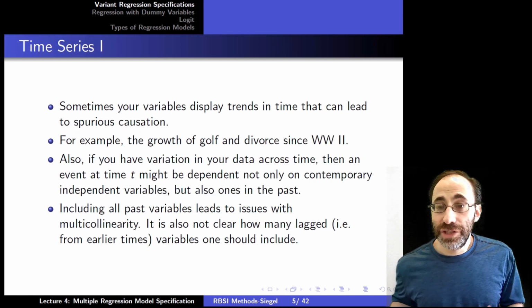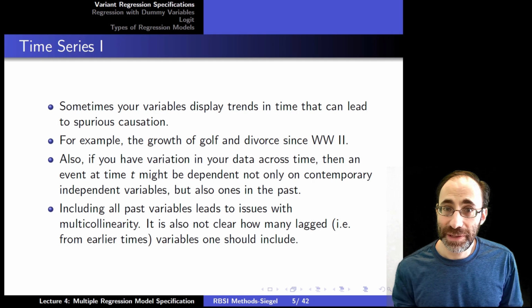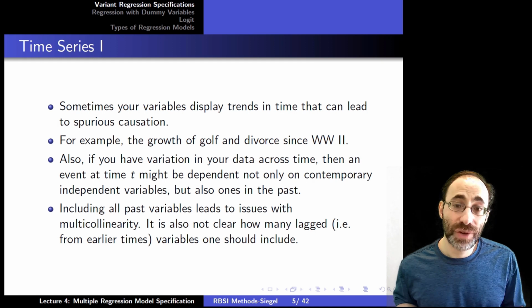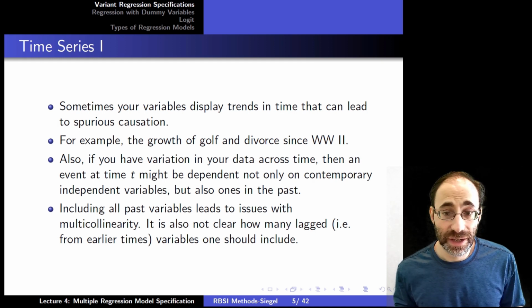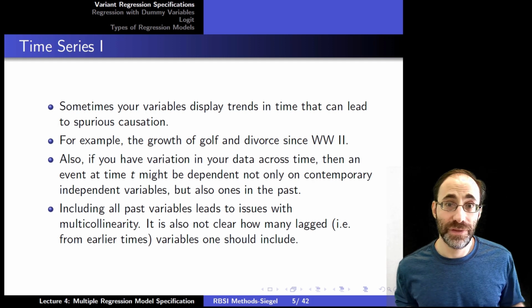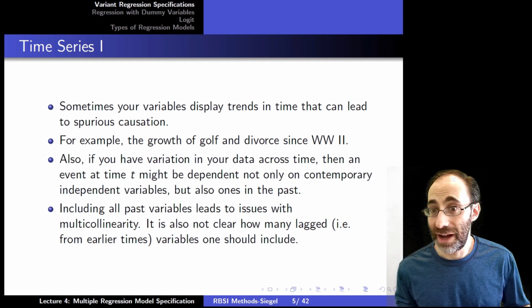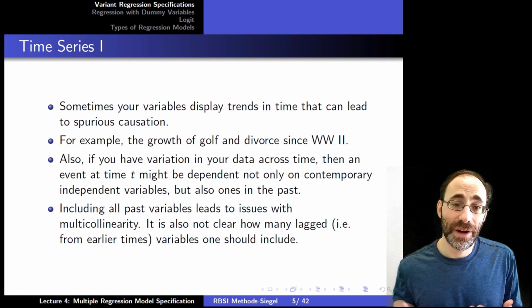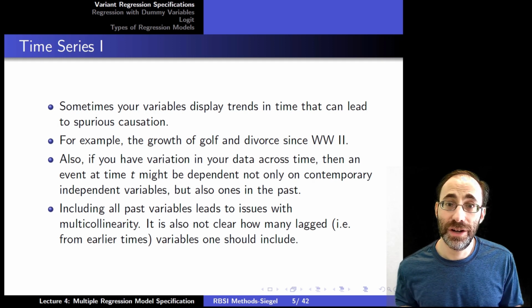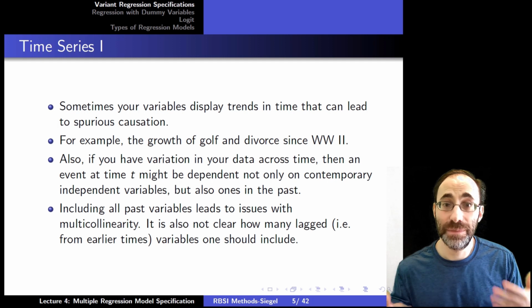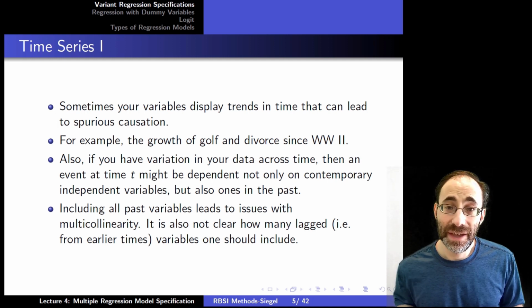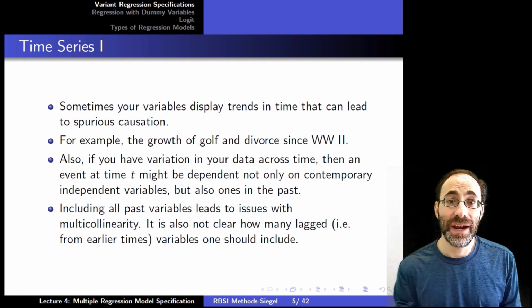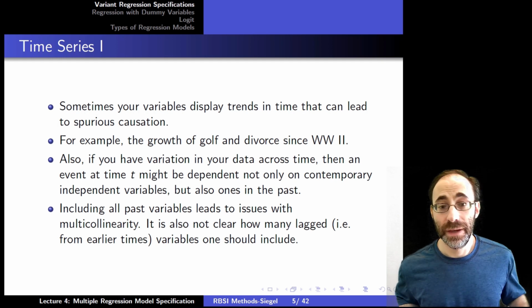Okay. Another situation in which you have a variant regression specification is when you have time series. In time series, your variables often display trends in time that can lead to spurious causation. For example, since World War II, there's been a growth in golf, the rate at which people play golf, and the rate at which they get divorced. Now you could posit some kind of causal relationship, but there might also be spurious causation caused by some general trend over time in the increase in both of them, and there's no real relationship between the two. That leads to spurious causation because it is the dependence on time that's driving both increases and not any kind of causal relationship between the two of them.